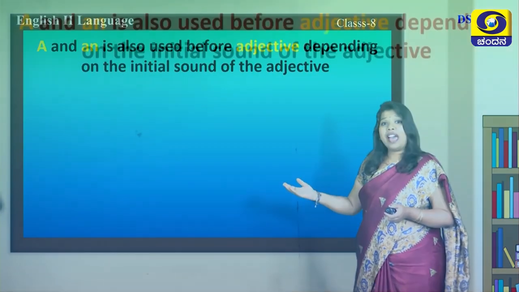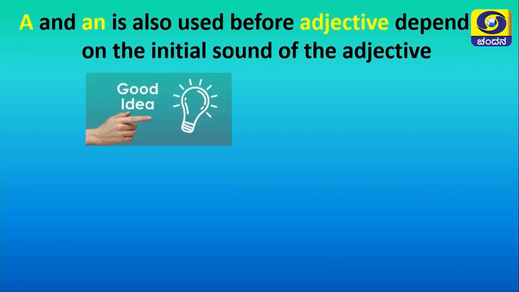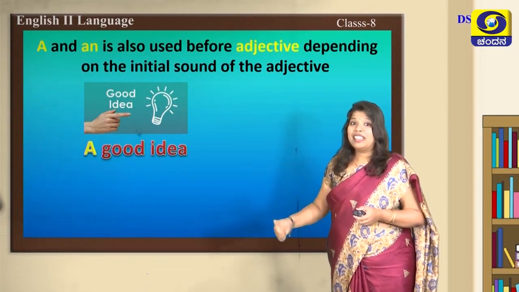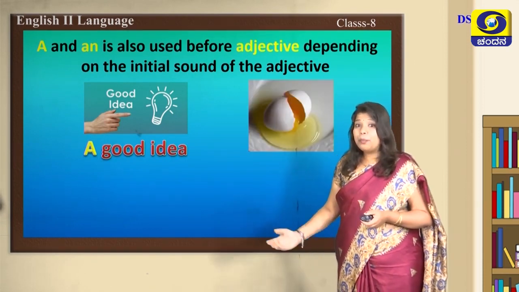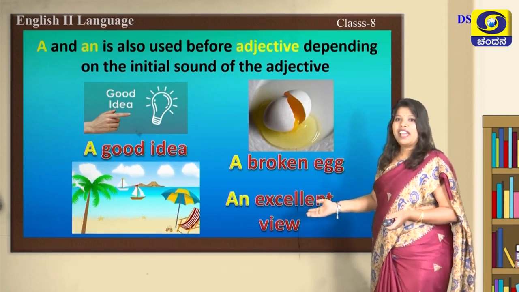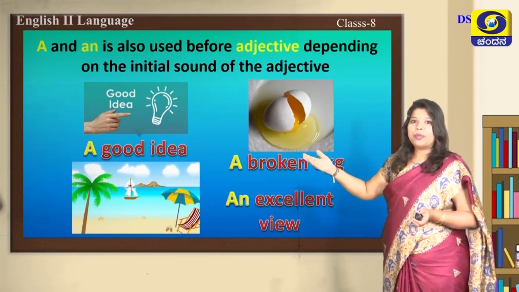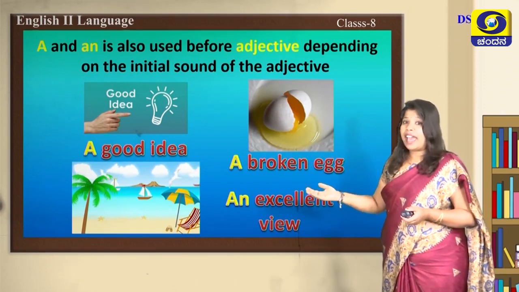Now, a and an are also used before adjectives depending on the initial sound of the adjective. For example, a good idea, a broken egg, and an excellent view. See here, good, broken and excellent, all these are adjectives.